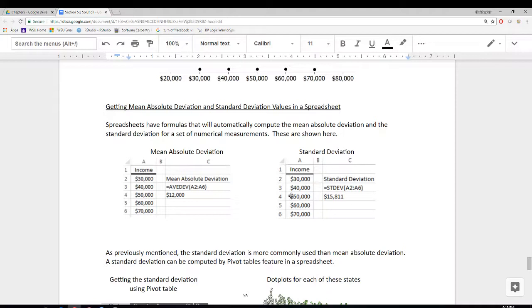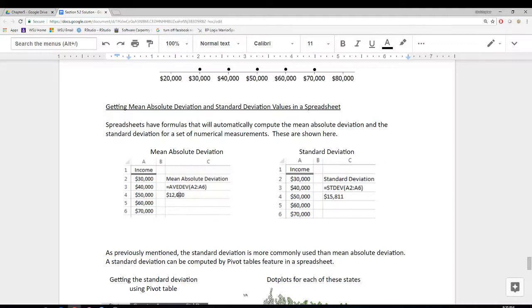We can get these quantities real easily in a spreadsheet. Okay, if we want the mean absolute deviation, I just use the equal AVEDEV function. I just did this on a little set of measurements that we were looking at. The standard deviation, I just use equal STDEV, and then again highlight the data that you want to compute, which here I just put that here.